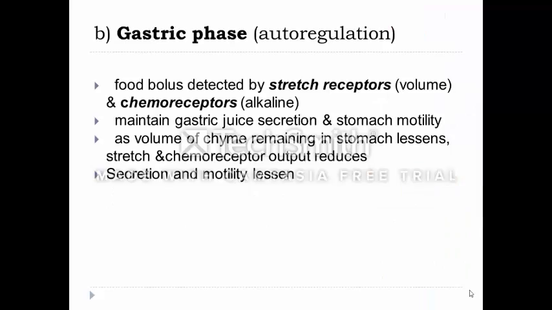The next phase, or the gastric phase, is also known as autoregulation. The food bolus arrives within the stomach and is detected by stretch receptors sensitive to the volume of the stomach, and chemoreceptors sensitive to the increase in pH caused by the arrival of the alkaline bolus. These both cause stomach motility and the production of gastric juice by the gastric glands to continue. As the volume of chyme remaining in the stomach lessens, the stretch receptor and chemoreceptor activity reduces, thus reducing gastric juice secretion and motility.